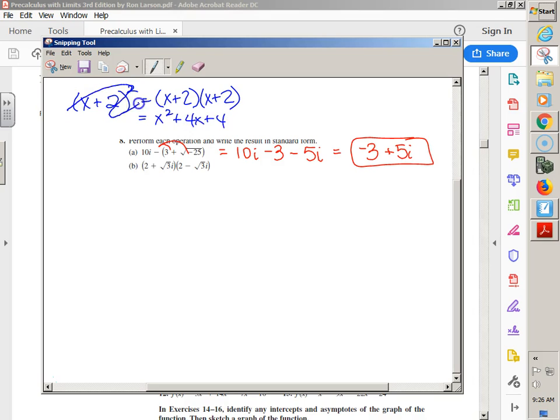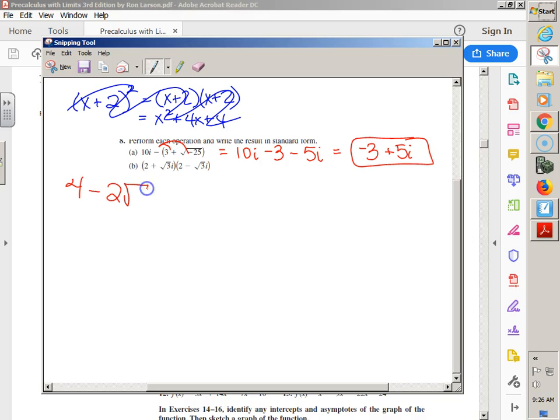You have to FOIL. Now, this one was more obvious as a FOILing problem because there were lots of terms. Some of you might notice a difference of squares, but I'm just going to go ahead and FOIL the whole thing out. First, outer.